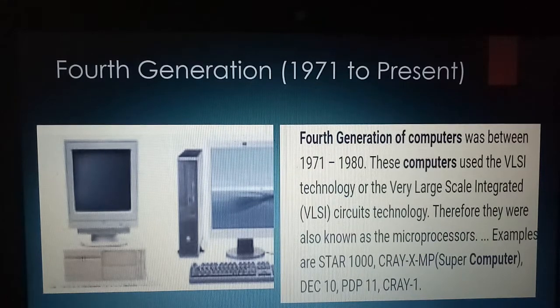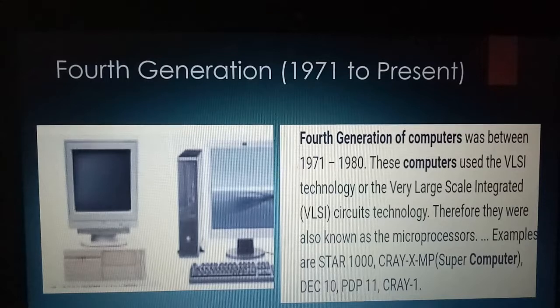The years belong from 1971 to 1980. This computer used VLSI technology, which is known as very large scale integrated circuit. Please underline this line. Just learn this abbreviation. VLSI, very large scale integrated circuit.